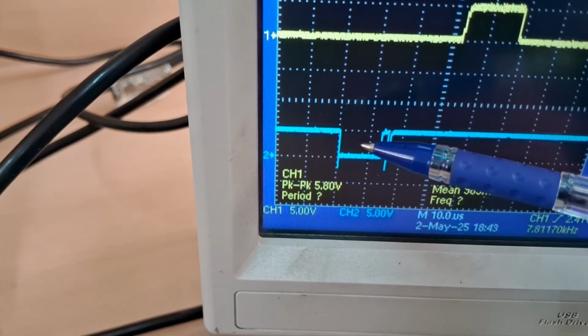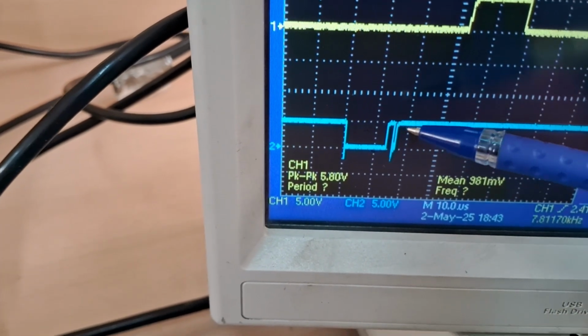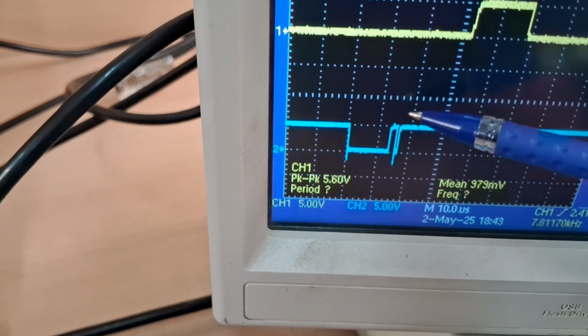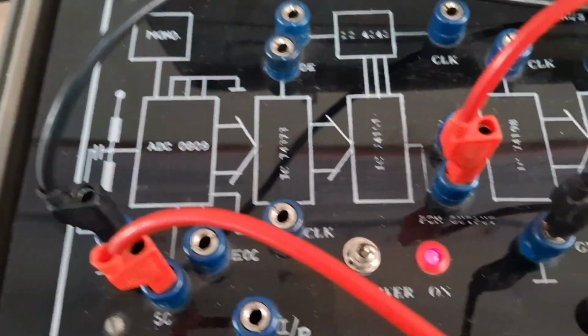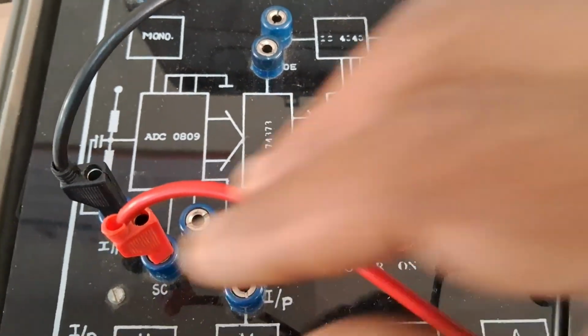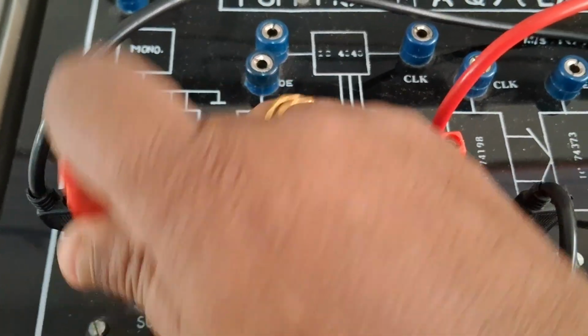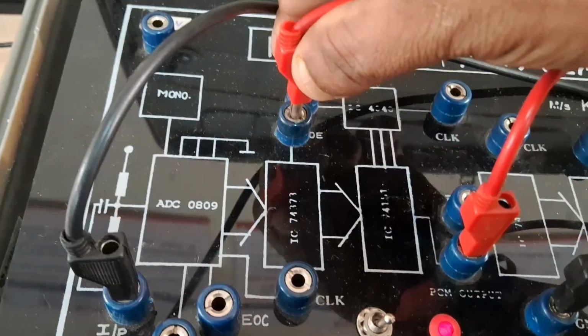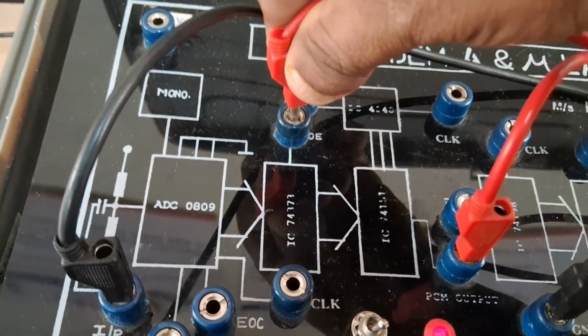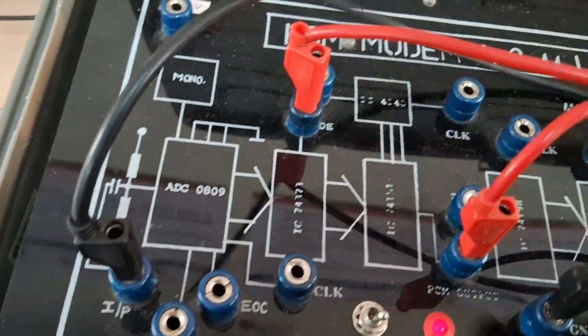What are these random bits? These are the random bits and they are active low. The PCM output is active low. Why active low? Because the latch is enabled, and it is the active low duration during which the PCM output will exist. So as long as OE bar is active low, your PCM output is going to exist.